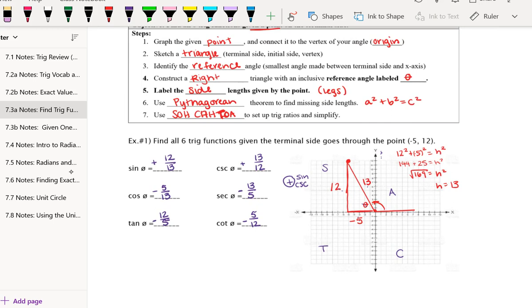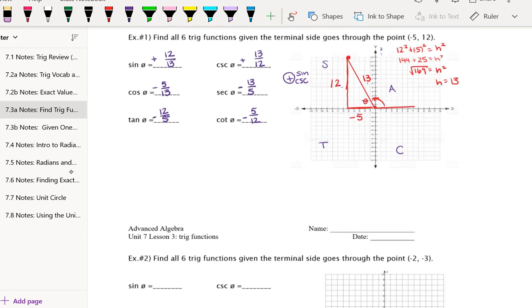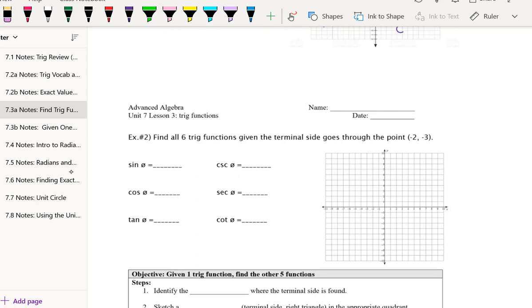So that's a lot easier than when we did it trying to find the exact value. If I know it goes through a point, I can easily determine those 6 values just by using the Pythagorean theorem. Okay, so let's look at another example just so we make sure we got it. So -2, -3. So we're at -2, -3.